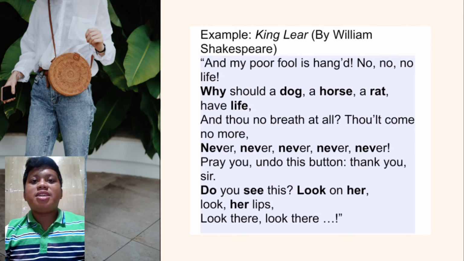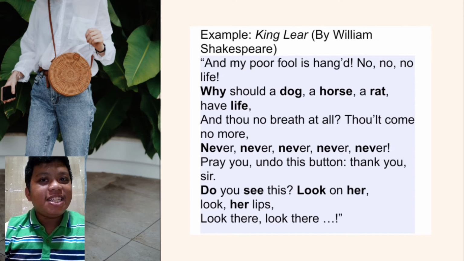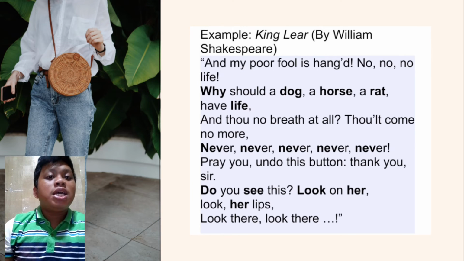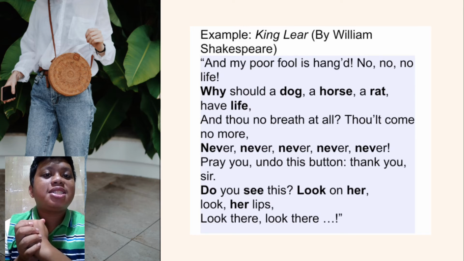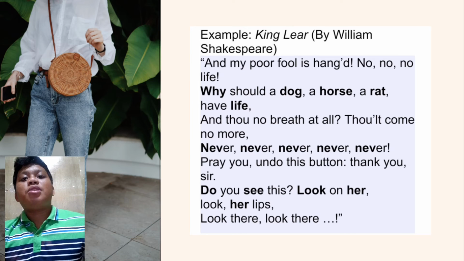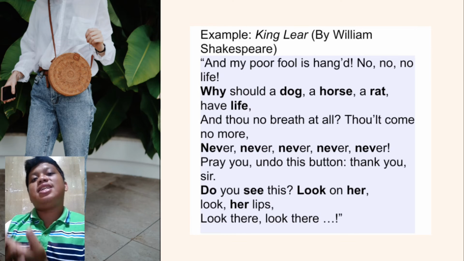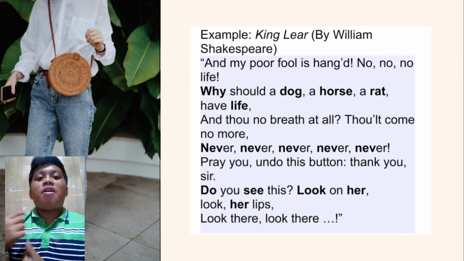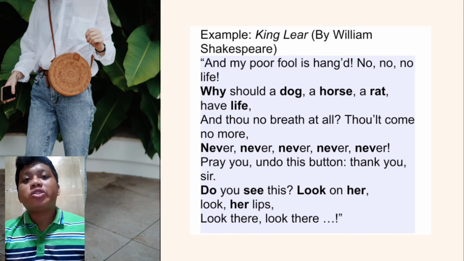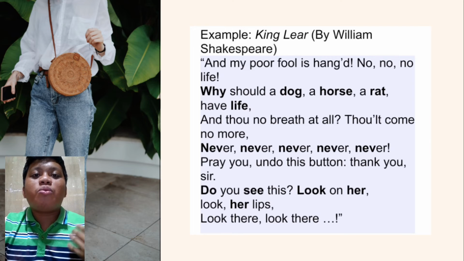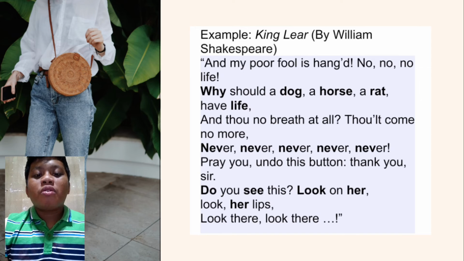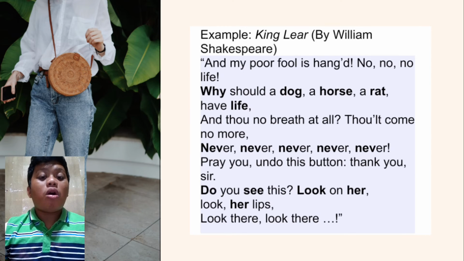We have another example entitled King Lear by William Shakespeare. As you can see, this poem doesn't use the iambic tetrameter consistently, but still we can make this an example of a poem that has iambic tetrameter. I am going to read the whole poem to maintain the flow of the poem.